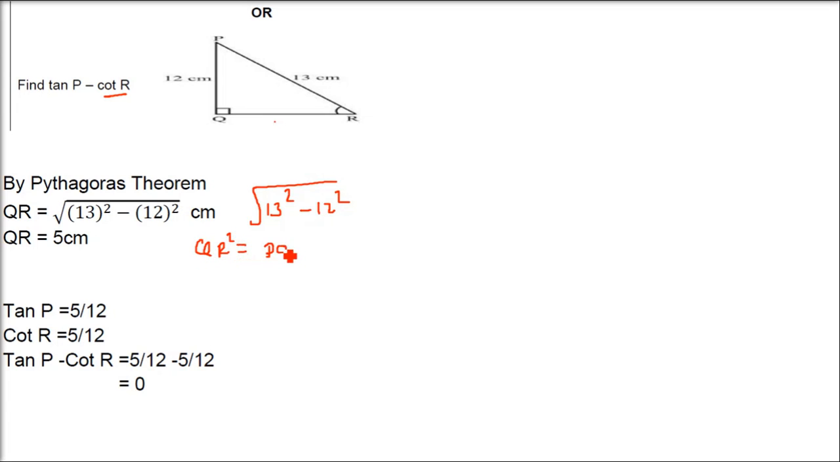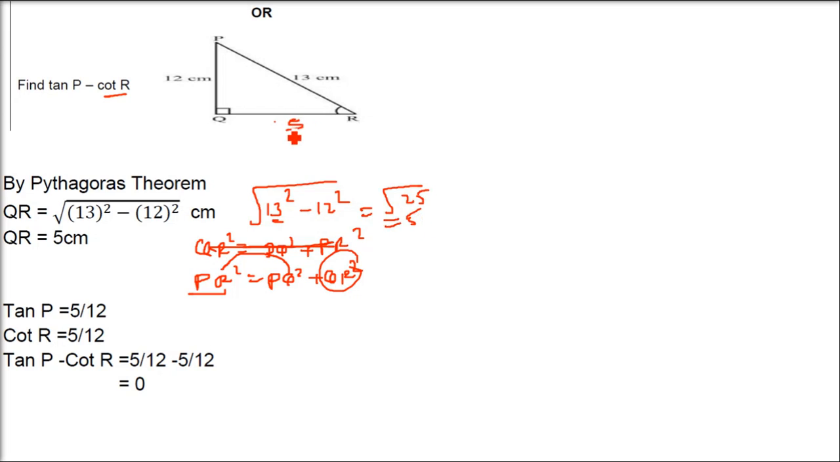I hope you will be able to do it, right? Because PR square equals PQ square plus QR square. So in order to find out QR square, you have to write PR square minus PQ square. That is 13 square minus 12 square. So the under root of 13 square minus 12 square eventually is under root 25, which is going to be 5. So this is 5.